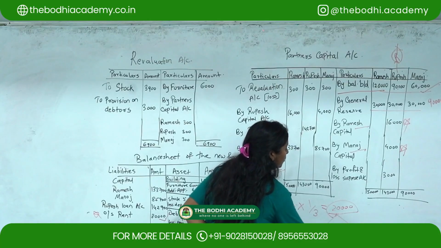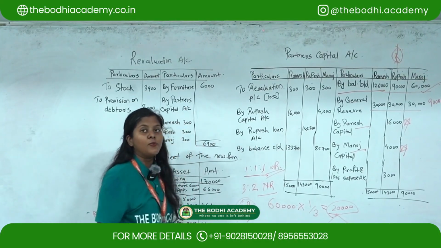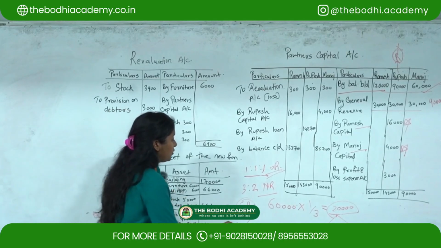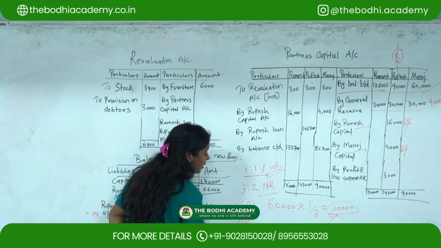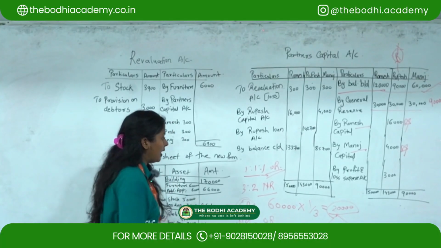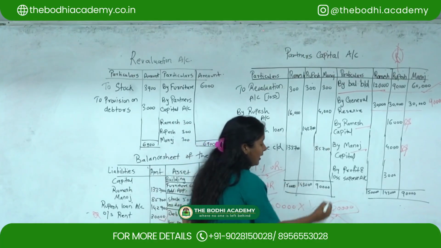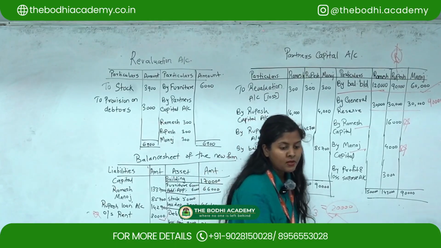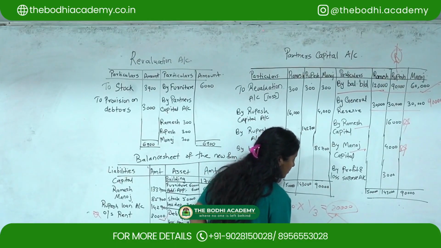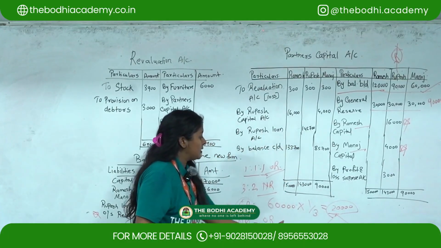This 20,000 you have to distribute with the gain ratio. Now gain ratio formula is new ratio minus old ratio. So you have to find out new share minus old share of the remaining partner, and whatever you are getting, you have to put. Here I am getting 16,000 and 4,000 after the calculation.